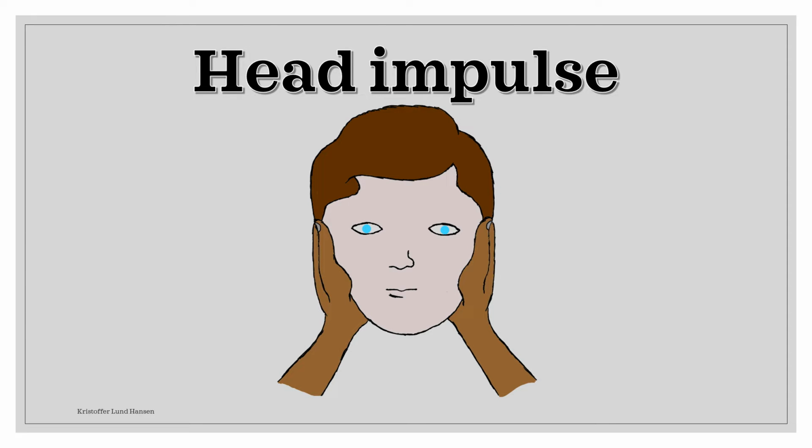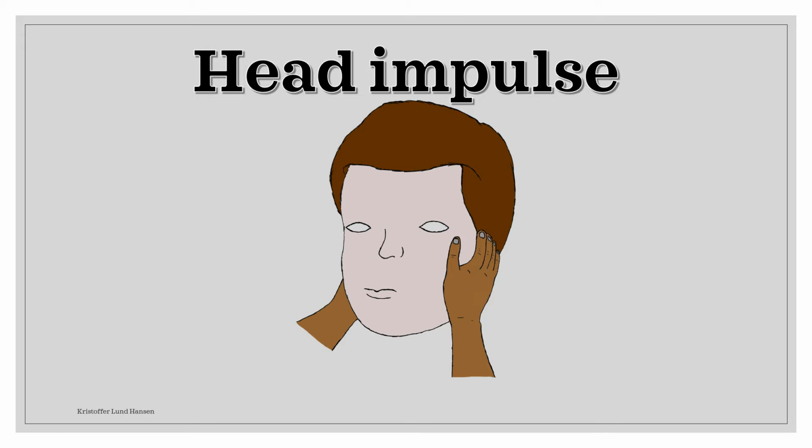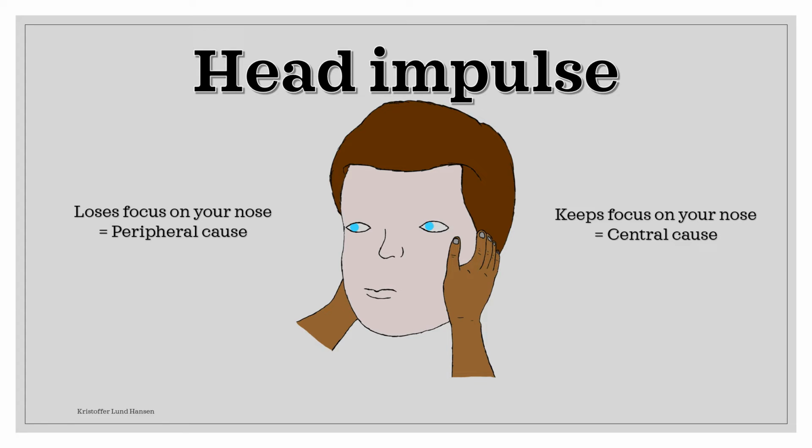For head impulse, you start by grabbing the patient's head, tell the patient to look at your nose, and keep looking at your nose. Then move the head slightly from side to side, and this is to make the patient relax his or her muscles, before you suddenly pull the head towards one side. Look at the patient's eyes and see whether the patient can keep focus on you or not. If the patient can keep focus on your nose, it is indicative of a central cause. A central cause means something in the brain. While on the other hand, if the patient can't keep focus on your nose, it is indicative of a peripheral cause. A peripheral cause means something in the ear.